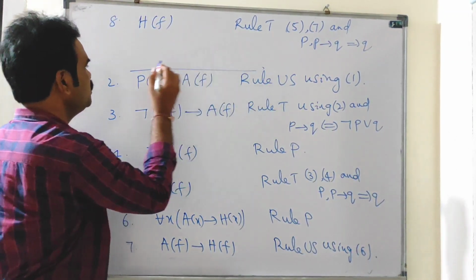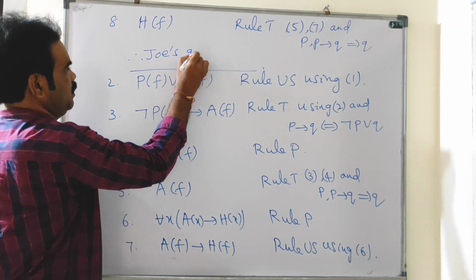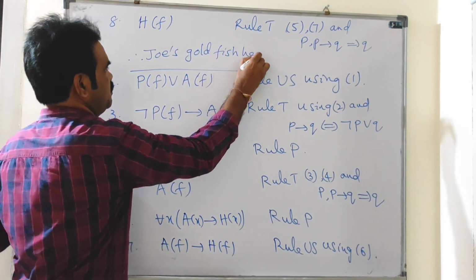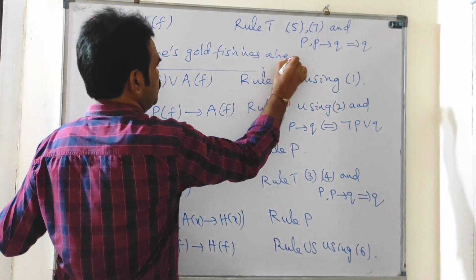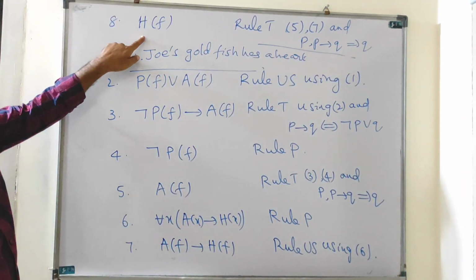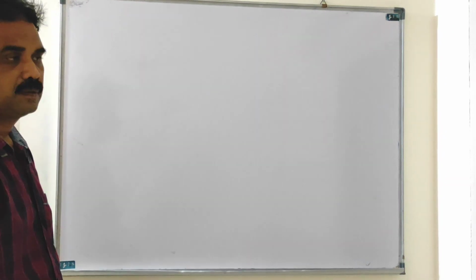That means Joyce goldfish has a heart. This is our conclusion, H of f. And hence the result.